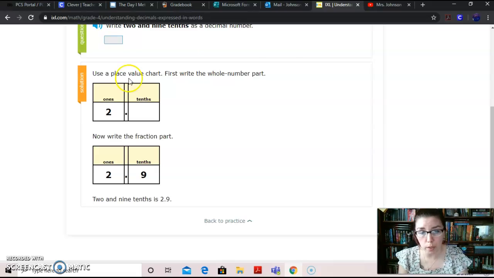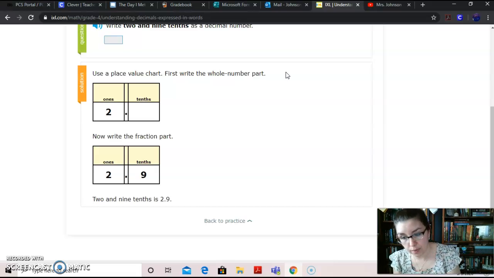First, write the whole number. So we know we have 2, so we put 2 ones, and 9/10. And that in word form is basically your decimal point, okay? So it's telling you 2 wholes and 9/10. So that's your fraction, or that's your decimal part. So you end up writing it 2 ones and, there's our decimal, 9/10.